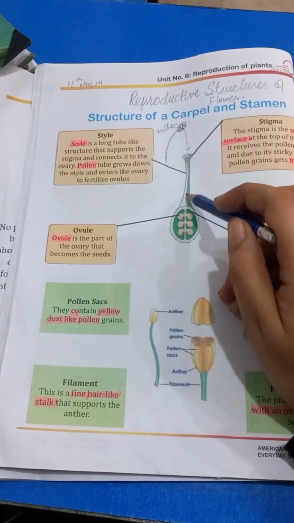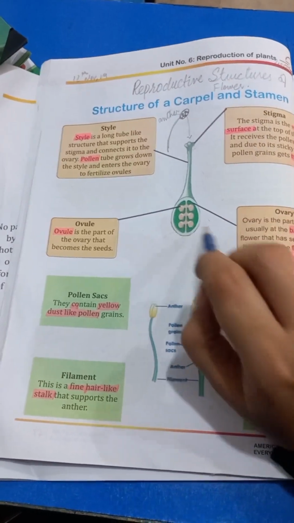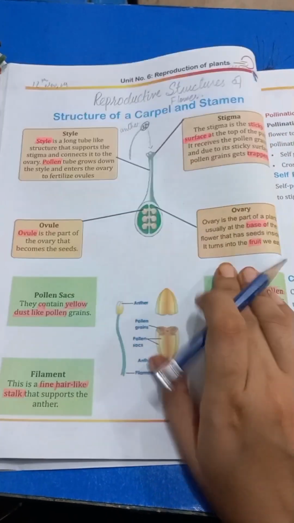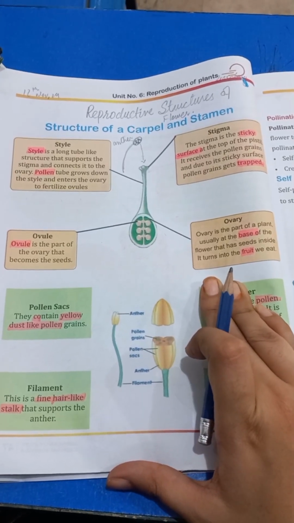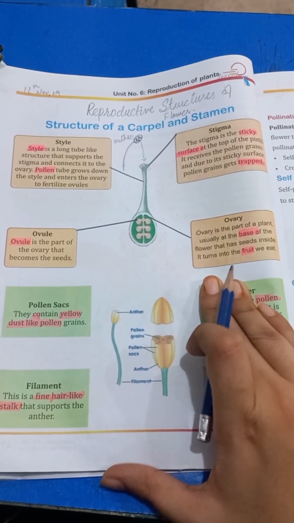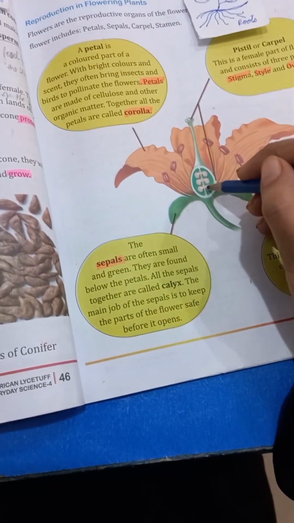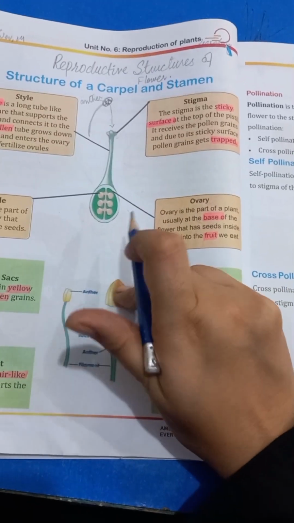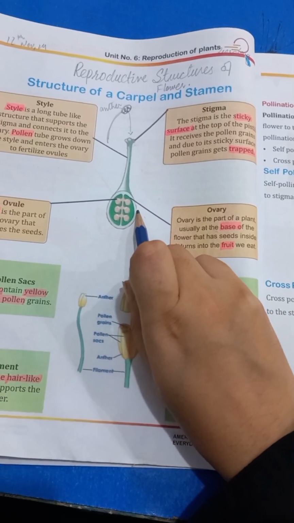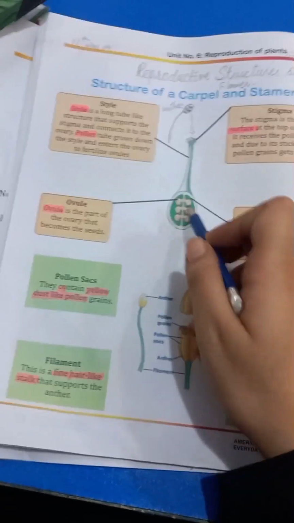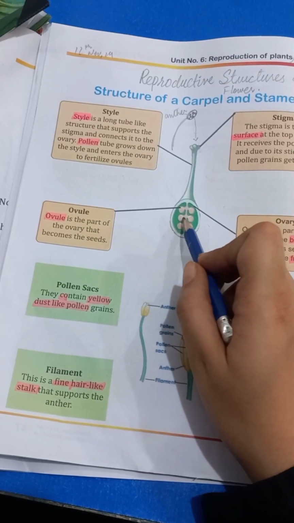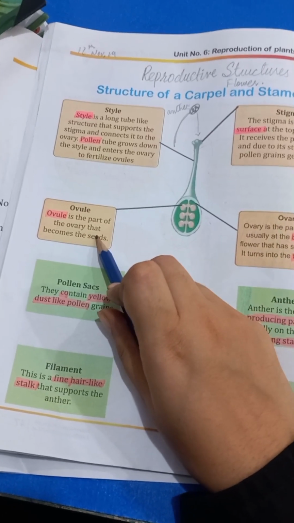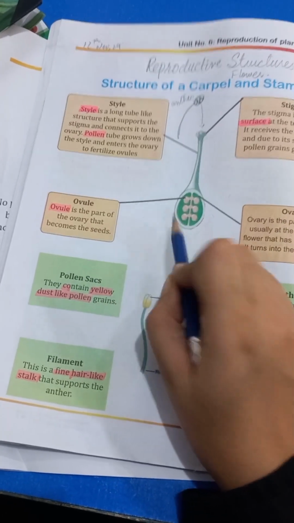After the style, there is a structure called the ovary. The ovary is a part of the plant, usually at the base of the flower. As you see here, it is at the base of the flower, and it has seeds inside. It turns into the fruit we eat. And inside the ovary there is an ovule. The ovule is a part of the ovary that becomes the seed.